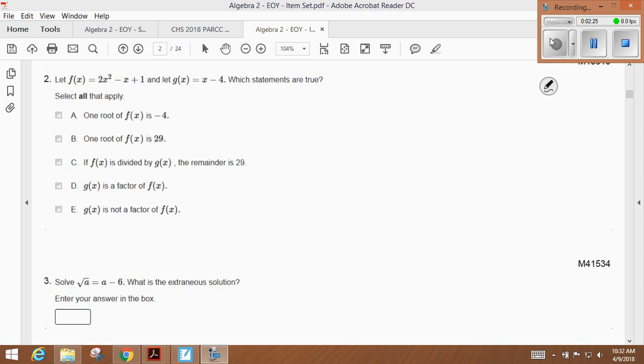All right. We're being asked which of the following statements are true about these two functions, f of x and g of x. It says one root of f of x is negative 4. I see that and I think, well, if one root is negative 4, that means I should be able to factor f of x into x plus 4 times x plus or minus something, right? It should be factorable. So I'm going to check and see if indeed f of x is factorable.